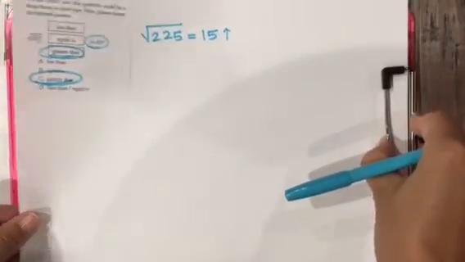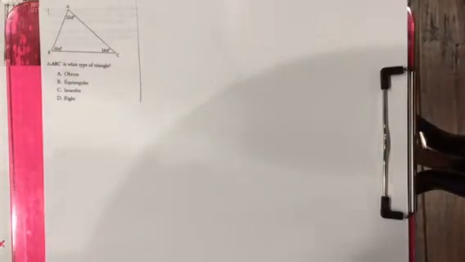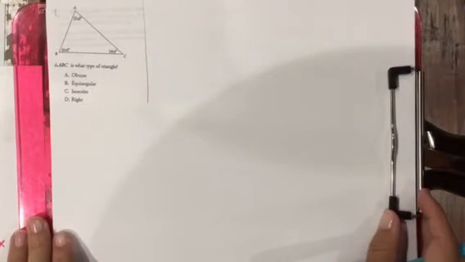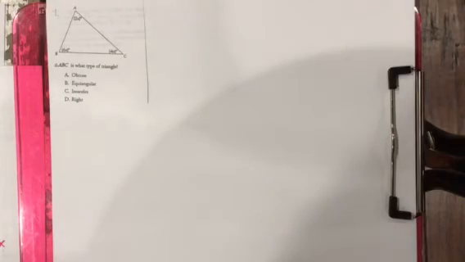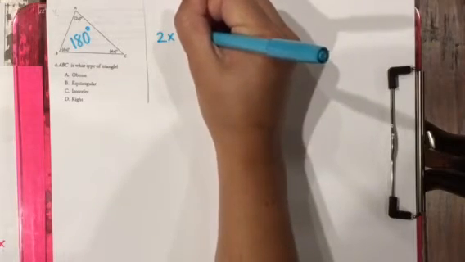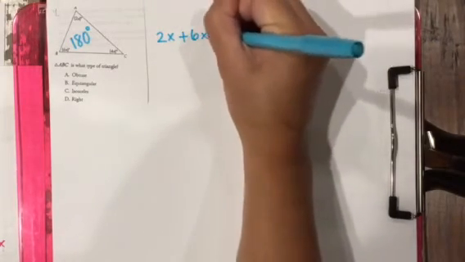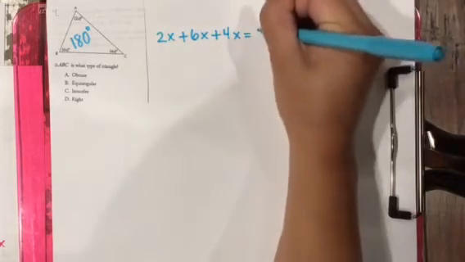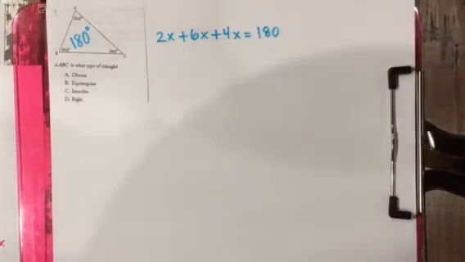Moving on to number 9. Angle ABC is what kind of triangle? So we don't have any angle measures here. We only have 2x, 6x, and 4x. So what we need to do, given that we know there are 180 degrees inside any triangle, is add these 3 angles up and set them equal to 180 degrees. Because I know altogether these 3 angles have to equal 180.